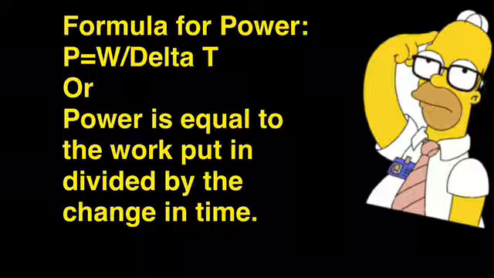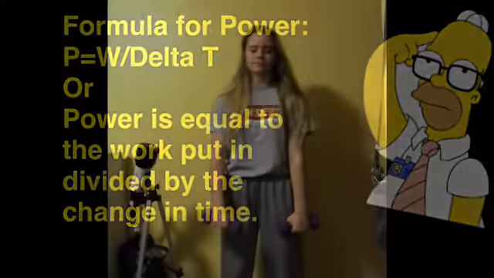Okay, so now for some really deep thinking here. The formula for power is P equals W divided by delta T, or in other words, power is equal to the work divided by the change in time. And to solve that, you'd have to know that work is equal to force multiplied by the change in displacement.